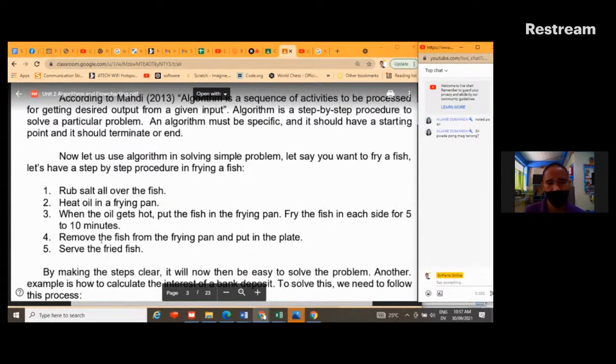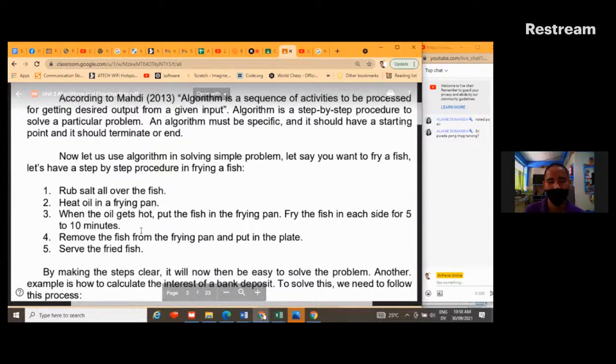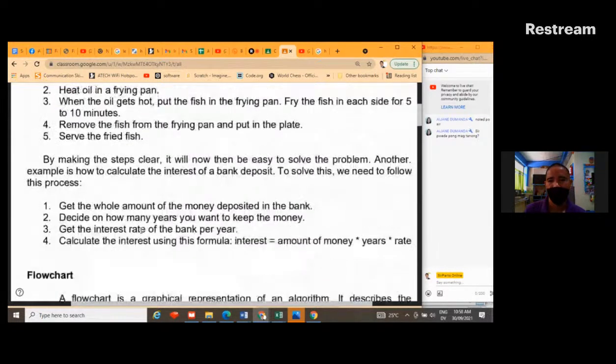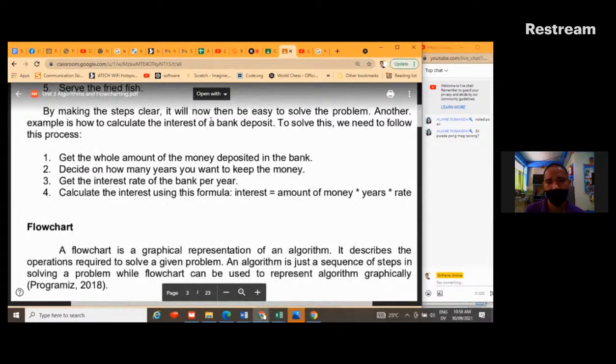So this one is an algorithm, and your output here is a fried fish. That's your output, and the processing is when you put the fish in the pan, and the input there would be the fish. You can have the oil, you can have the other ingredients, no? Okay, so here, by making the steps clear, it will then be easy to solve the problem.